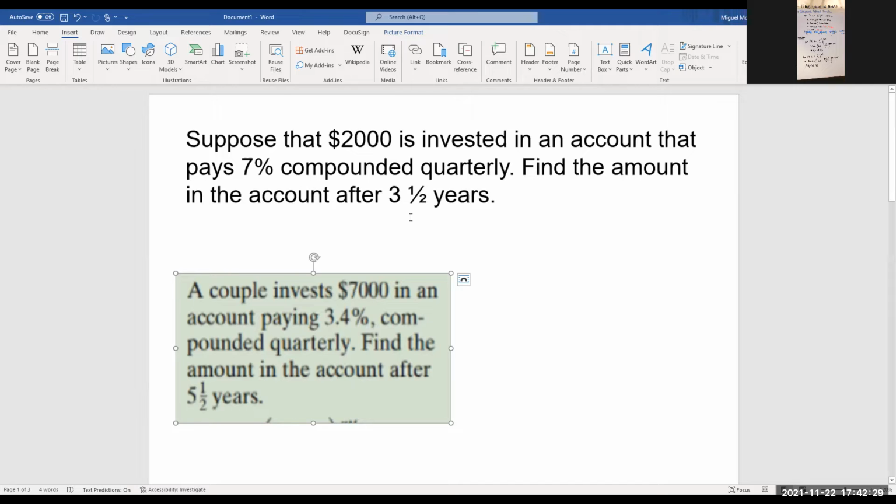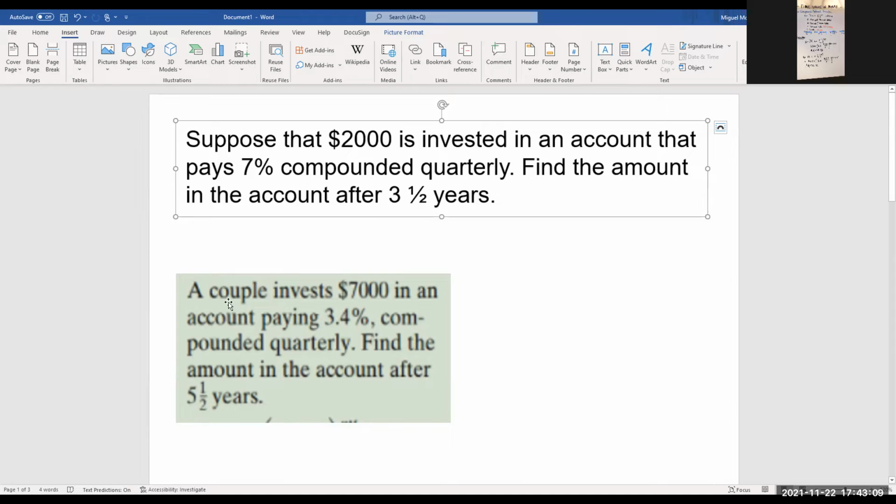Since we have today's money, we invest $2,000 today. And then we are going to, at a 7% interest rate, apply that interest rate 4 times per year, because it's compounded quarterly. We need to know how much money we will have after 3.5 years. So P, our present value, will be $2,000. Our N, quarterly, N equals 4, 7% in decimal, 0.07. And then, of course, 3.5 years.